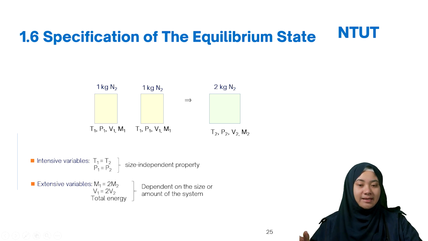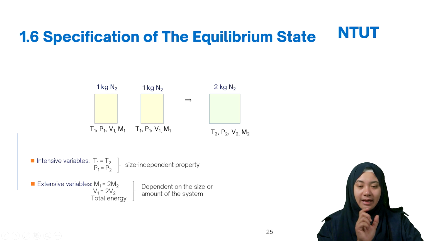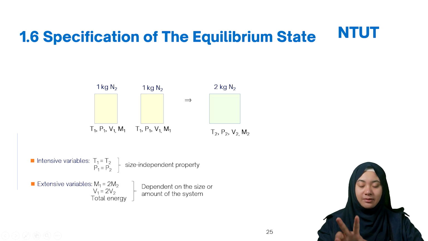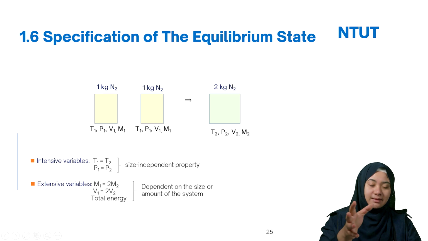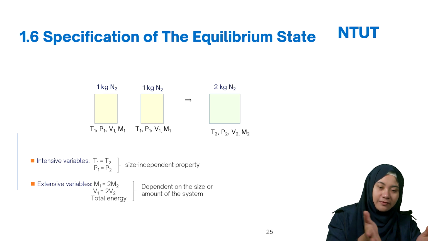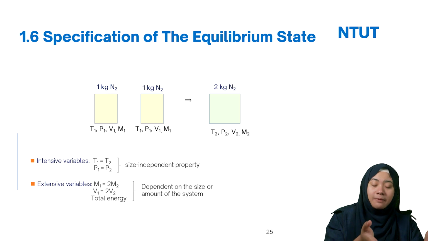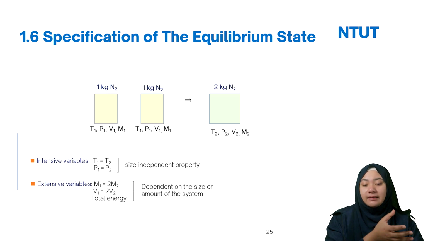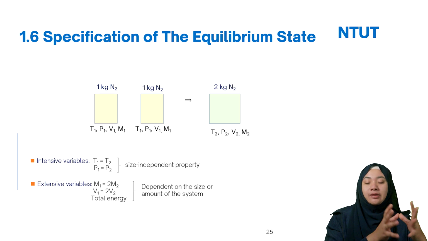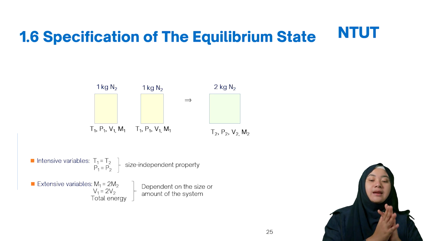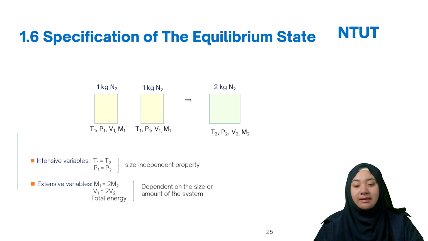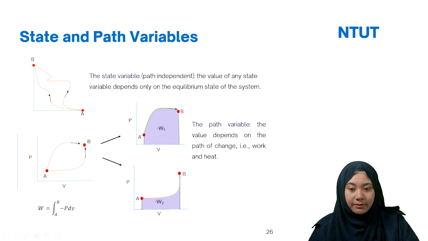M1. Similarly, I have two cylinders of the same kind of gas, and I would like to mix this gas. So of course they have 2 kilograms of N2, with properties T2, P2, V2, and M2. In this case, we call it an extensive variable. The total energy is larger, and the mass and the volume are increasing. So how about the state and path variables?